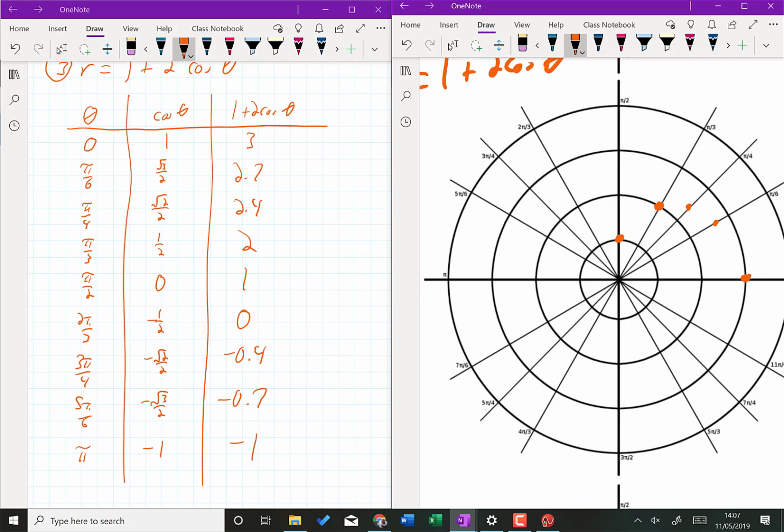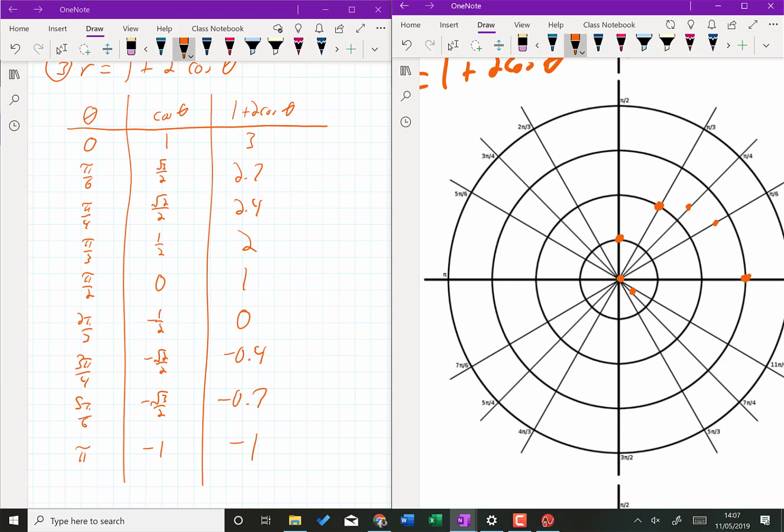The next point is tricky. 2 pi over 3, 0. Actually, anytime you see a radius of 0, you're just back at the origin. Then 3 pi over 4, negative 0.4. So that means we're going to the angle 3 pi over 4, but we're flopping over to the other side to put that negative 0.4. This is 0.4 over in quadrant 4 along the 7 pi over 4 ray.